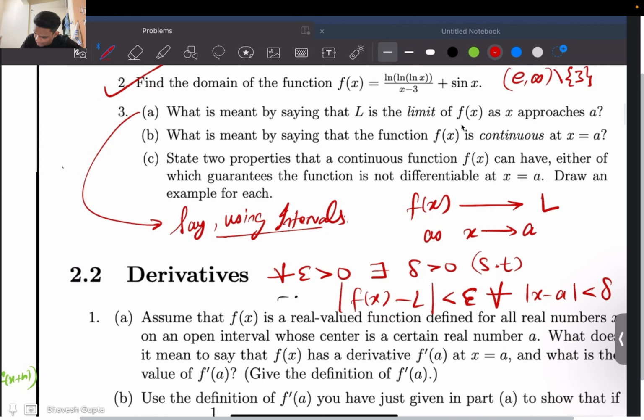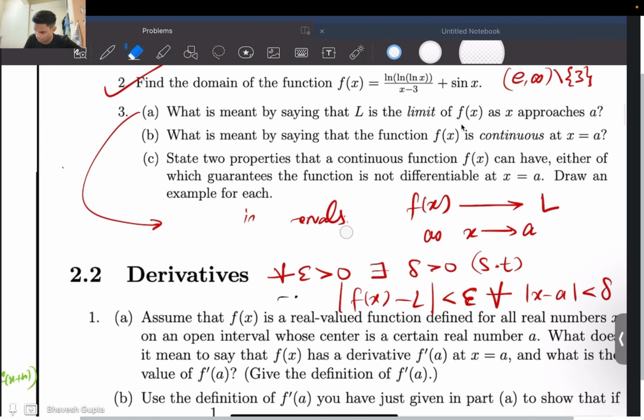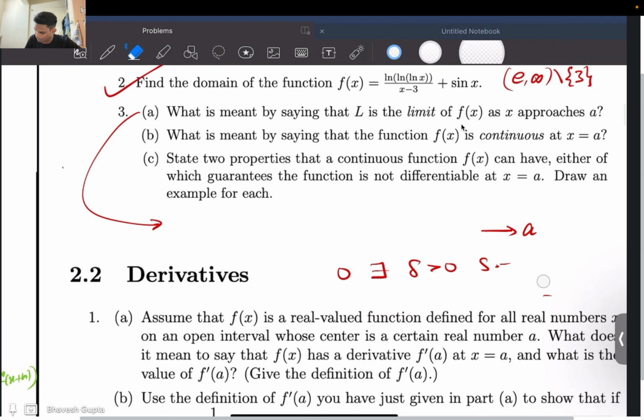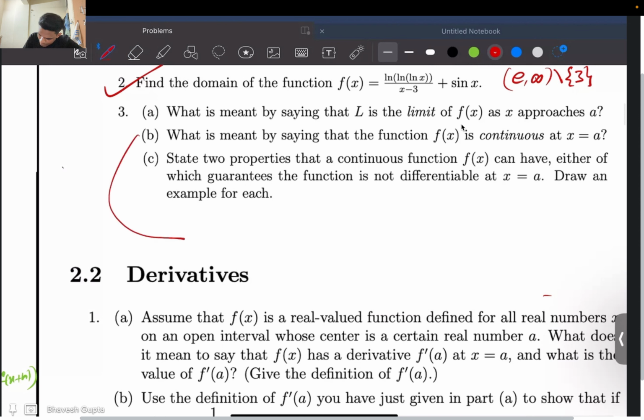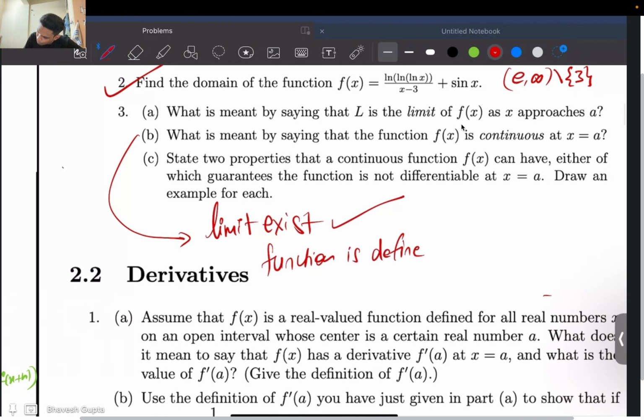I hope this clarifies, but I'll still write it down for a few. It's okay to write things down. So this means that the limit exists, that's the first thing, and the second thing, the function is defined, and the third thing, f of a. Yes, the limit exists and is also equal to f of a.